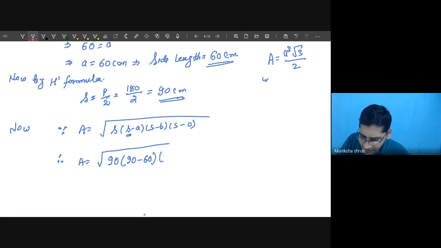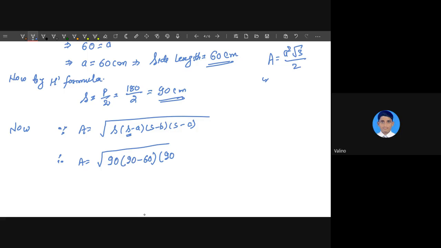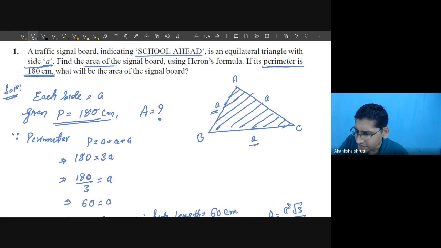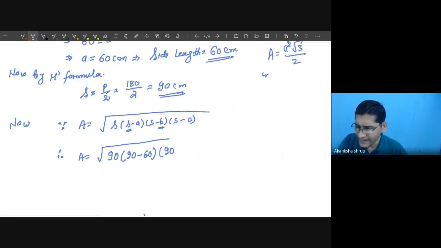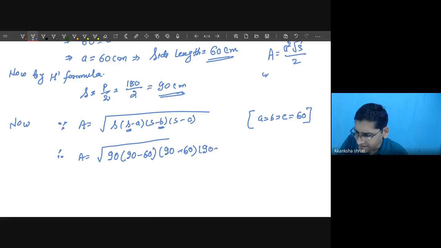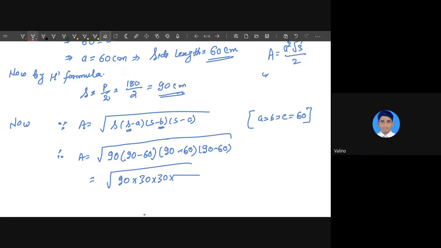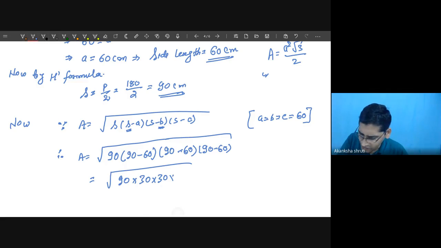It is one side. The same S, 90: 90 minus 60. The B, the other side, is also 60. Even this third side is also 60. So every time in place of A, B and C, meaning A equals B equals C, is 60. This we have to substitute: 90 minus 60, again 90 minus 60. So this way we can substitute these three things. Now how much does it become? You can observe: 90 into 90 minus 60 is 30, other 30, other 30. Now take the square root.